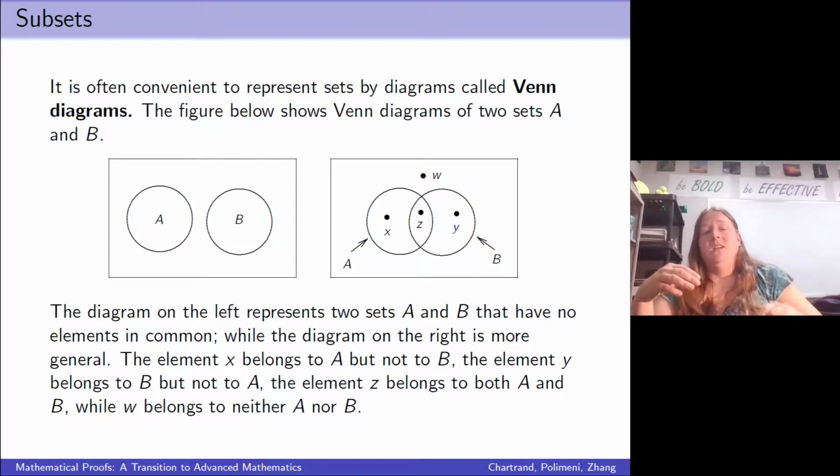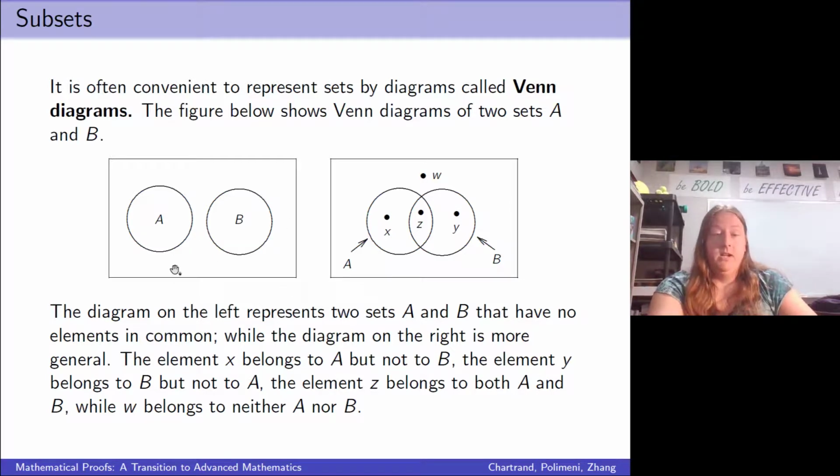One of the ways that you can really get a feel for sets and especially subsets, I highly encourage this, is draw some Venn diagrams. All right, so draw a Venn diagram and put elements where they belong, okay? So here I've got two sets. I have A and B.